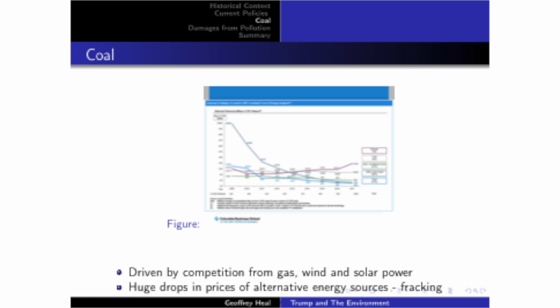The top line here is the cost of generating electricity from solar power, which at the start of the decade was very high, at the end of the decade was very, very low. This line here is the cost of power from coal. It stayed pretty much constant over the whole time. There are three ways of generating power which are much, much cheaper than coal. One is solar, one is wind, and one is natural gas.